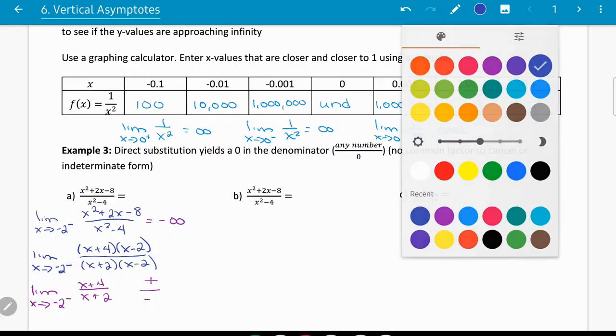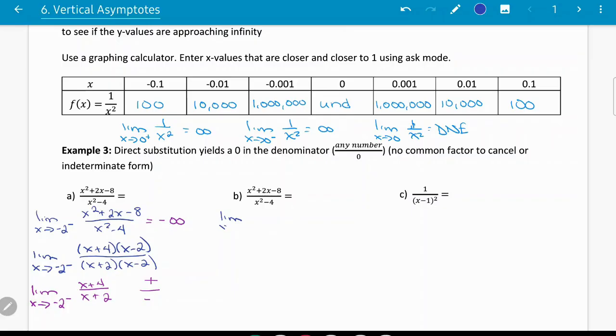Now looking at b, this should be the limit as x approaches negative 2 from the right of x squared plus 2x minus 8 over x squared minus 4. Jumping ahead to how I had it factored, this is the limit as x approaches negative 2 from the right of x plus 4 over x plus 2. And so this is plugging in values like negative 1.9, negative 1.8. And I can see that again, I'm going to have a positive value in the numerator and I'm going to have a positive value in the denominator. And so this limit goes to positive infinity.